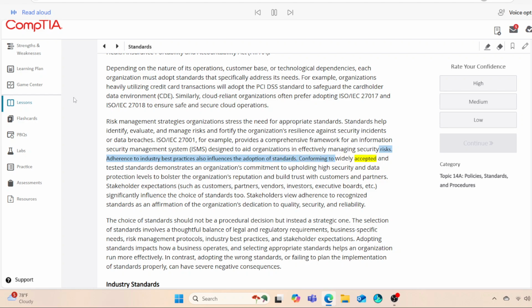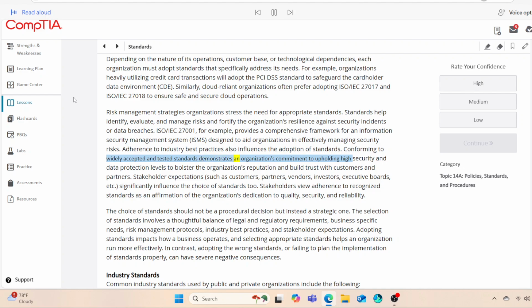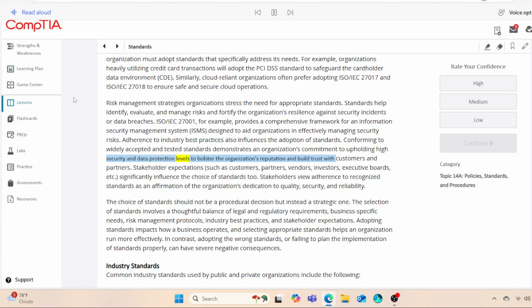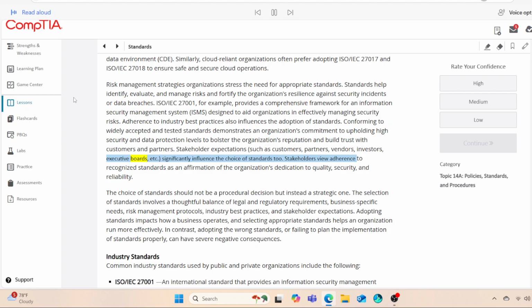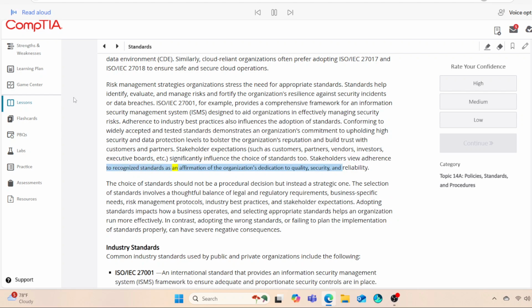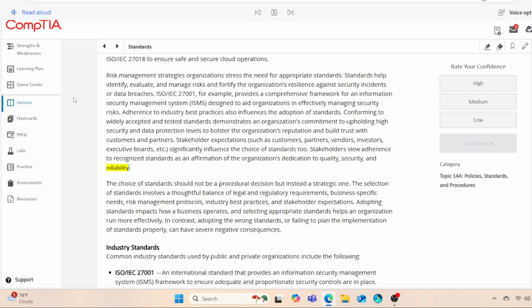Conforming to widely accepted and tested standards demonstrates an organization's commitment to upholding high security and data protection levels to bolster the organization's reputation and build trust with customers and partners. Stakeholder expectations such as customers, partners, vendors, investors, executive boards, etc., significantly influence the choice of standards too. Stakeholders view adherence to recognized standards as an affirmation of the organization's dedication to quality, security, and reliability.